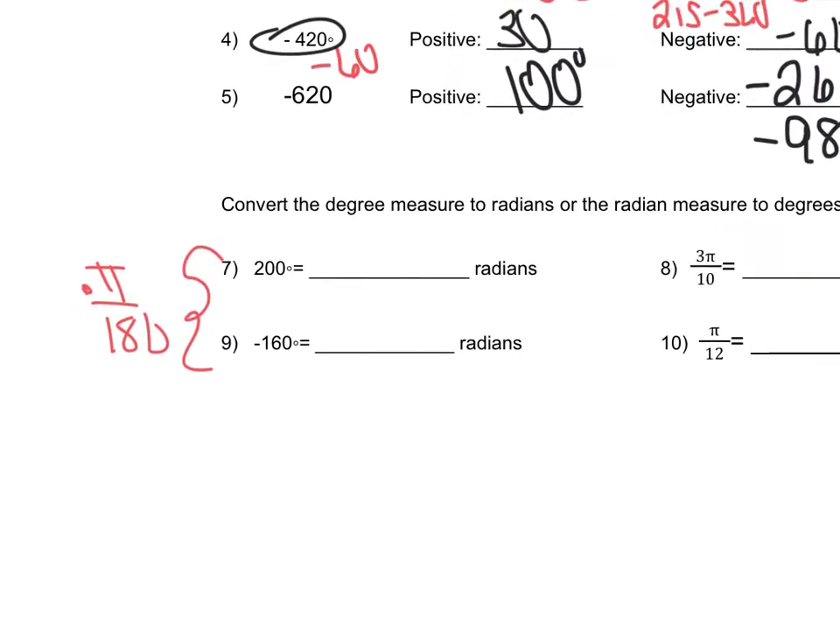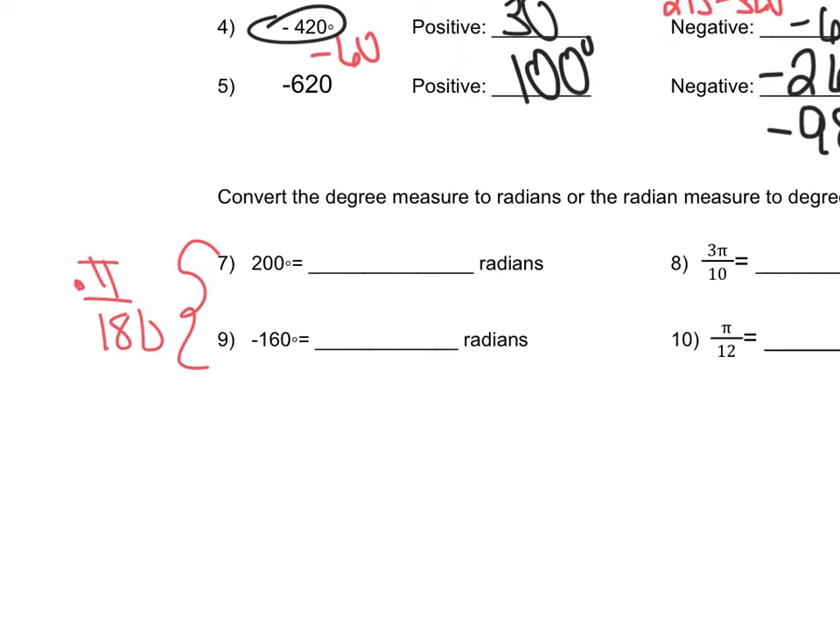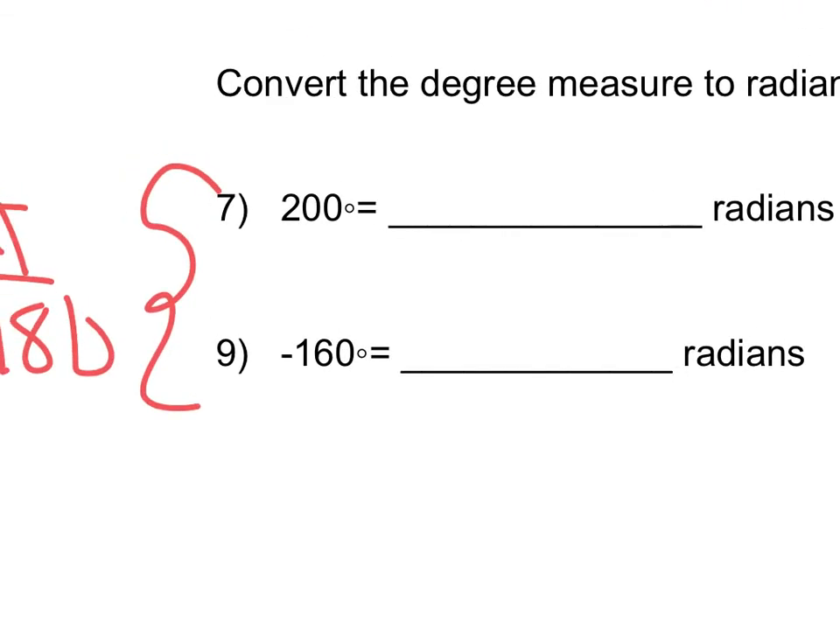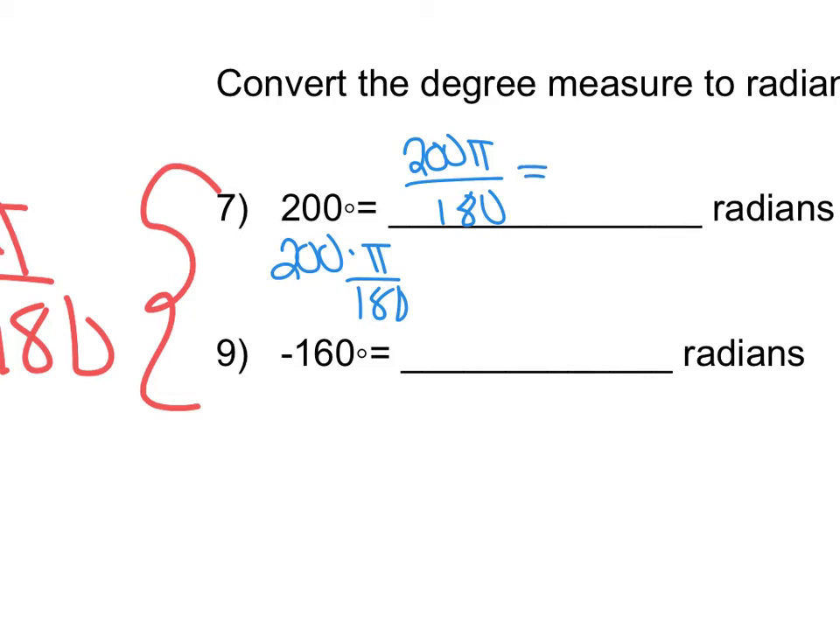So if we do that, 200 times pi over 180 is 200 pi over 180. However, we need to simplify that, and we do not simplify it with decimals or anything like that. It's not going to be a mixed number. We're going to leave it in terms of pi. 200 divided by 180 simplifies to 10 over 9, so we'd have 10 pi over 9.